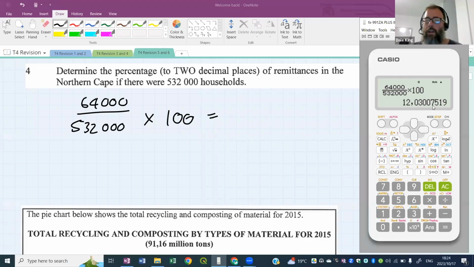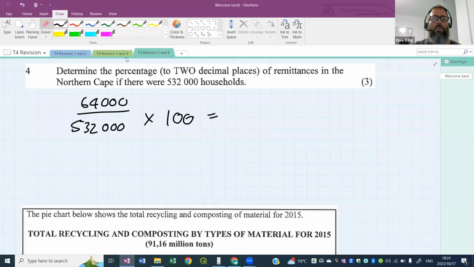12,03007. Now, I'm not going to write all these decimals out tonight. We can see it's 12,03007. So I'm just going to round it off. Let's just do it nice and easy, straight into the answer, which is 12,03%. All right. Remember, they want 2 decimal places. Cool. Glad you saw that.